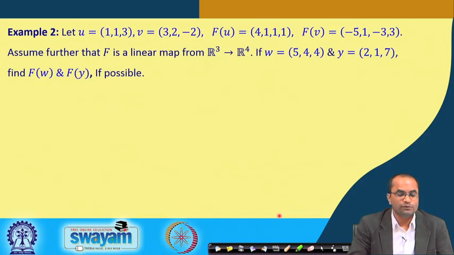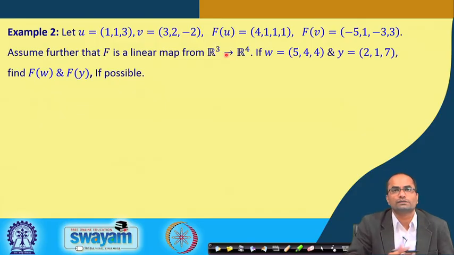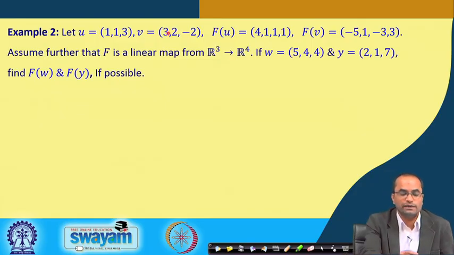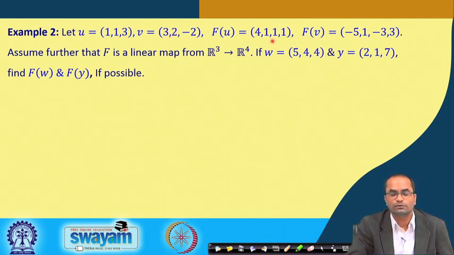Now, another example where we have u and v, and it is also given that f on u is (4, 1, 1, 1) and f on v is (-5, 1, 1, -5, and -3, 3). We assume that f is a linear map from R 3 to R 4, because it maps these elements, u and v from R 3, and the output is in R 4. So, these maps are from R 3 to R 4.